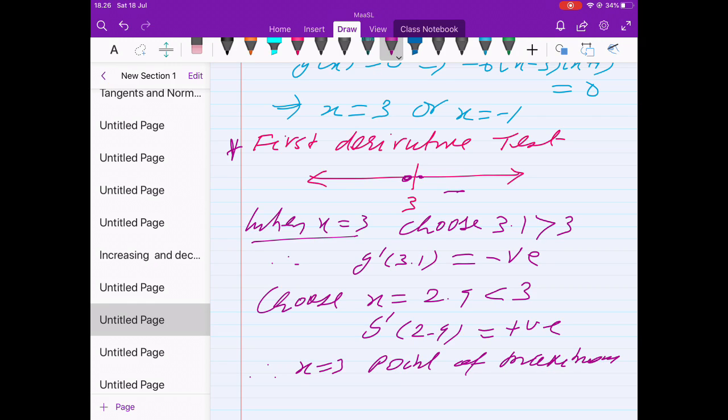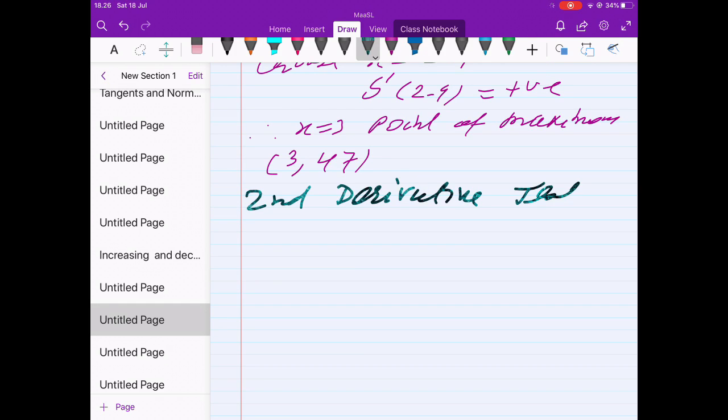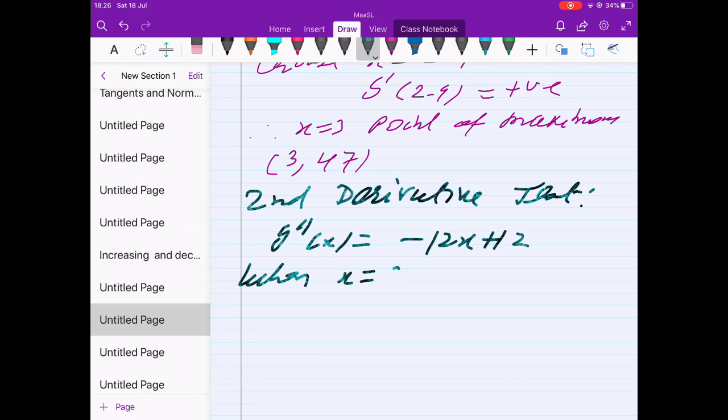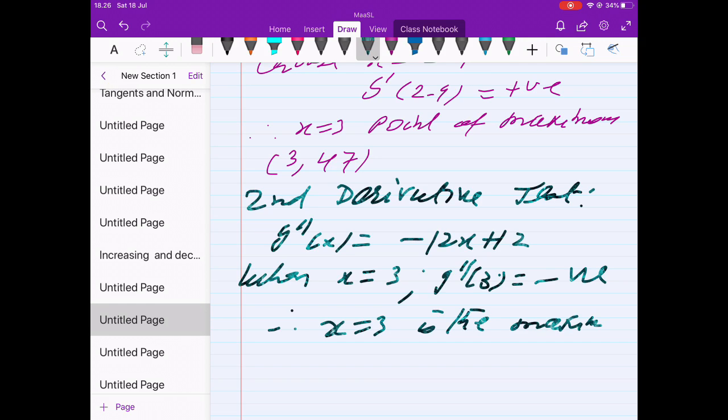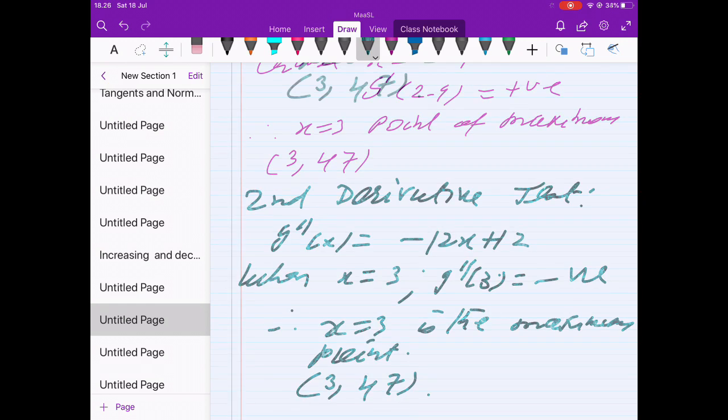So what are the coordinates? Substitute x is equal to 3 in the given curve and the corresponding y value will be 47. So that's the first derivative test. The second derivative test is a bit easier. So we differentiate again: g''(x) will be negative 12x plus 12. So when x is equal to 3, the sign of the double derivative at 3 will be negative. So therefore x is equal to 3 is the maximum point, and the corresponding coordinates will be (3, 47).